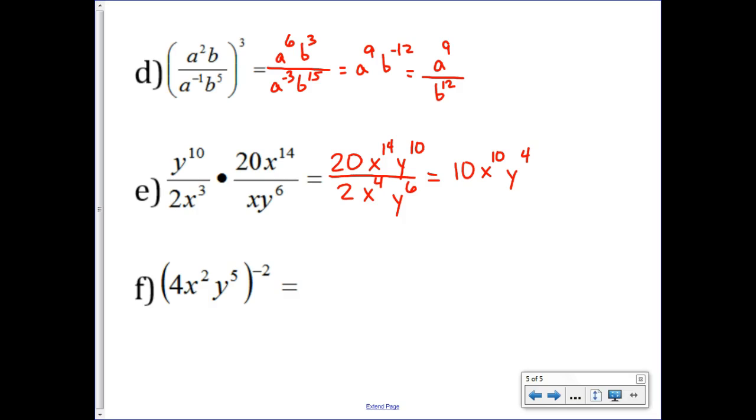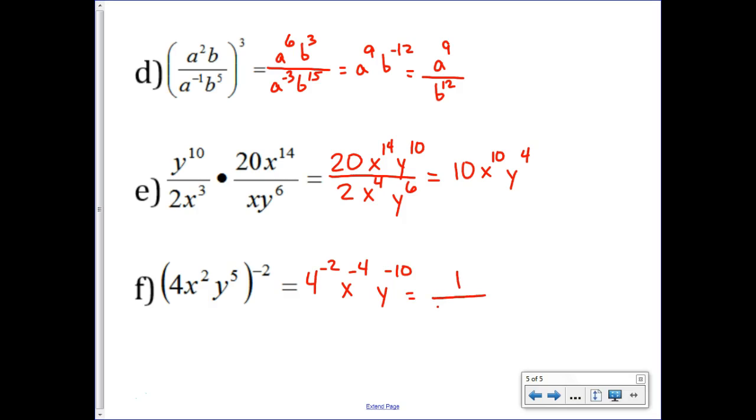All right, so I'm going to take each of these to the -2 power. So I have 4 to the -2. And then I have x squared to the -2, so x to the -4. Y to the 5th to the -2, so y to the -10. Now, I'm going to go ahead and put all of this over 1.